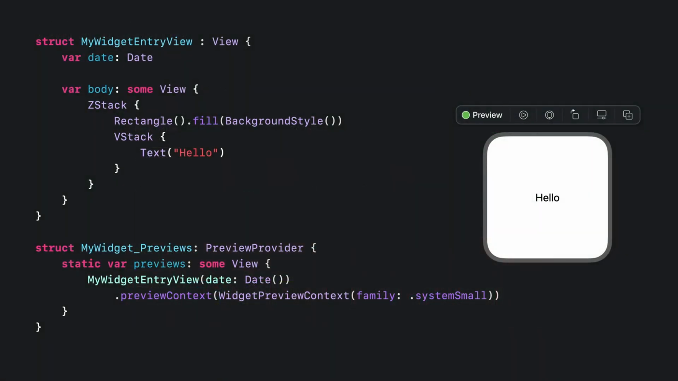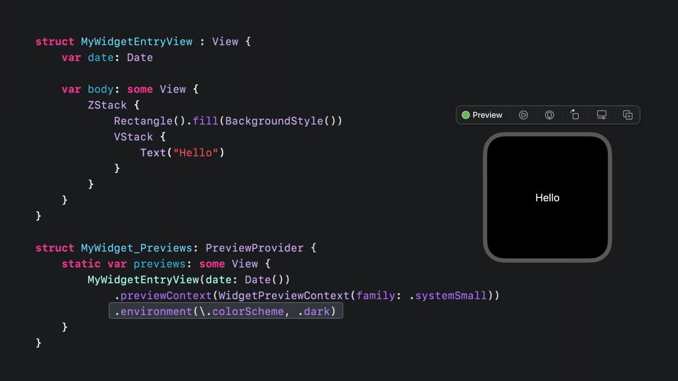You can also preview color scheme changes to your widget in Xcode through Xcode previews. Here's a quick example of previewing a system small widget in light mode. And now in dark mode. All we had to do was add the color scheme environment override to preview how our widget would look in this environment. And if you want the system standard background color for light and dark mode as shown here, then use background style for your fill.